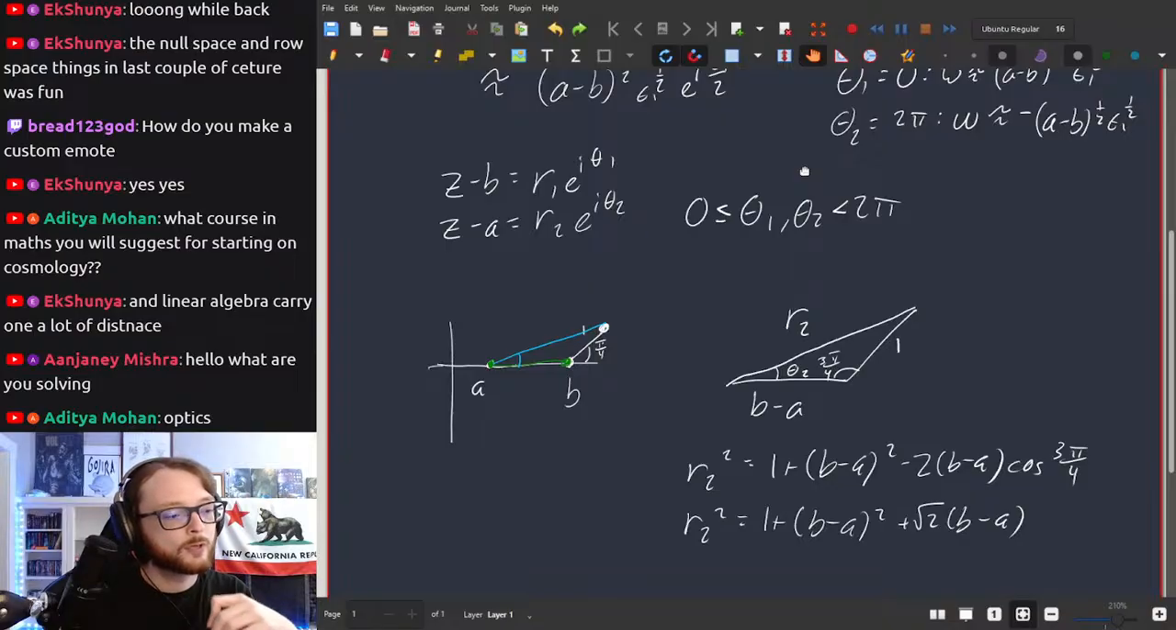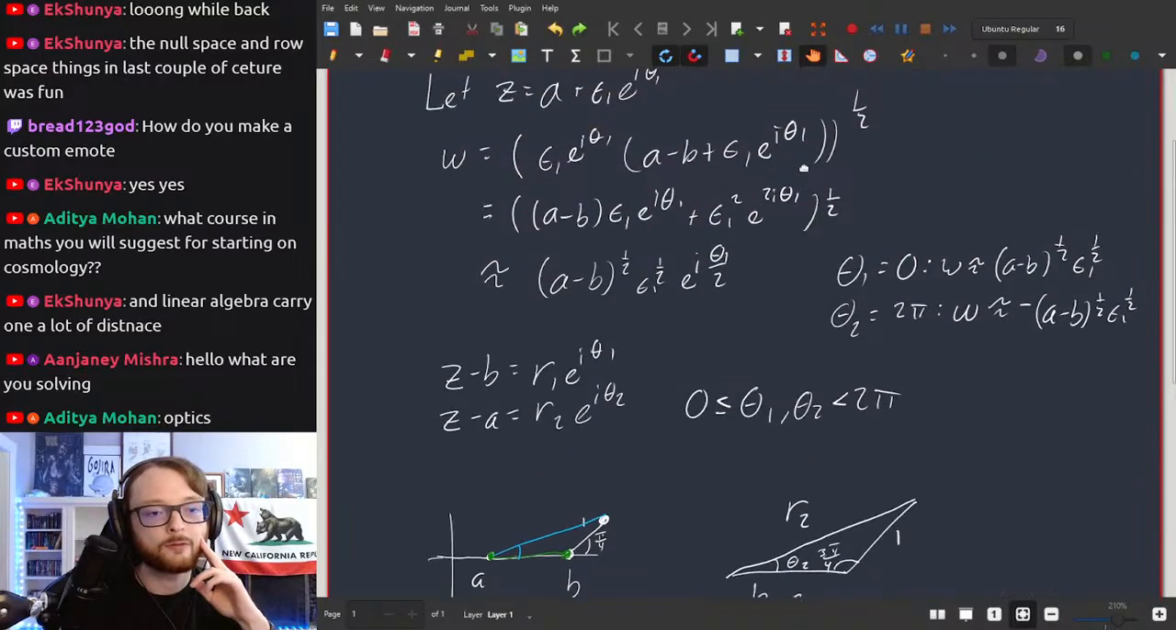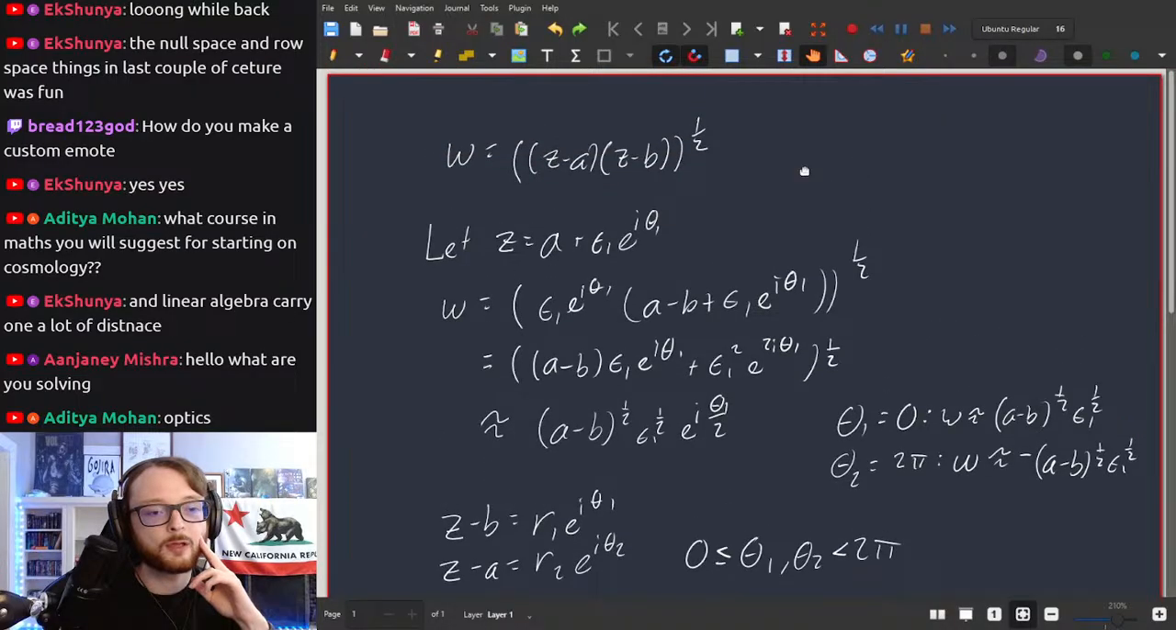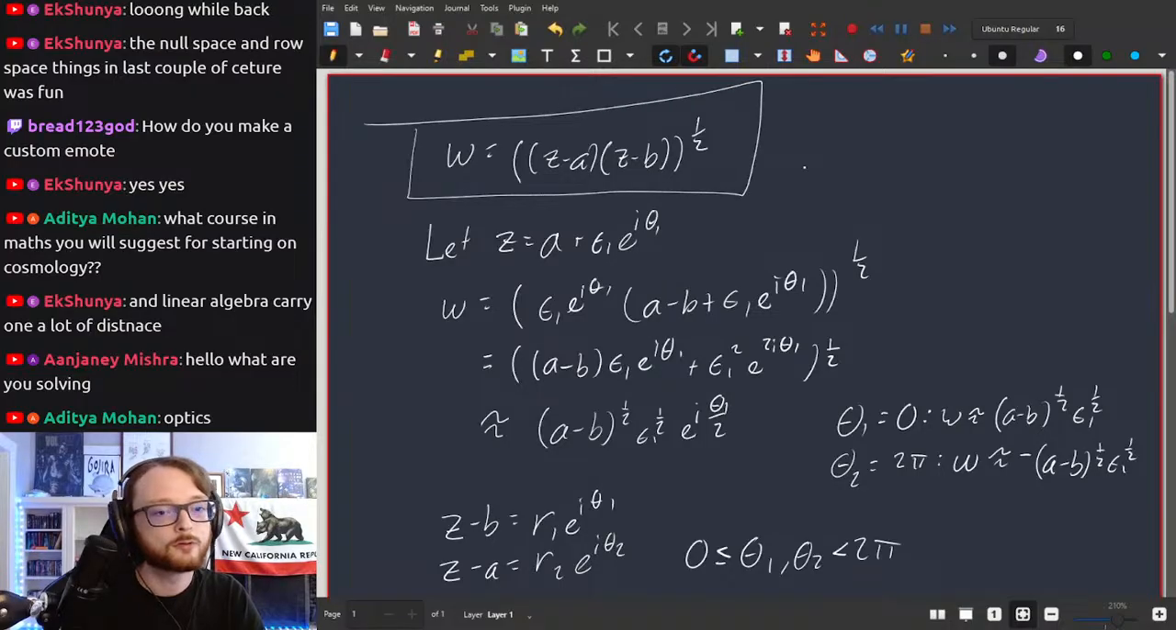You can carry one a lot of distance. Yeah, it's really fundamental to a lot of things. What am I solving? This is just a little self-study thing. I'm basically trying to learn about the branch points for this complex function.